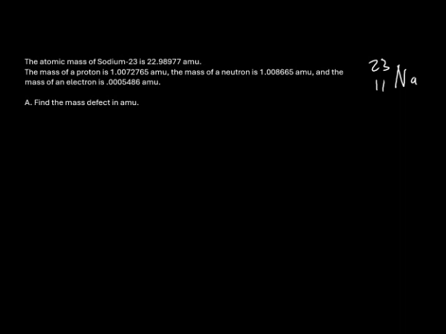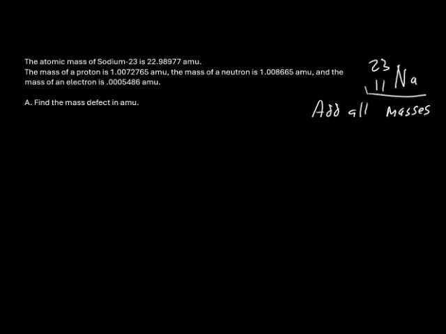We are then given the mass of a proton, neutron, and electron, and we are asked to find the mass defect in AMU. In order to find the mass defect, we're going to have to add up all the masses of all the protons, all the neutrons, and all the electrons.